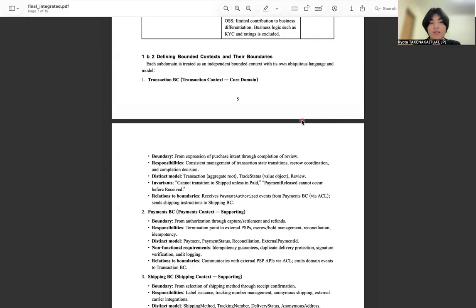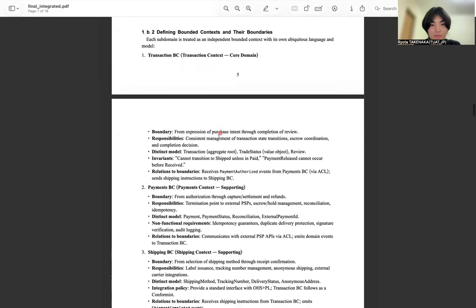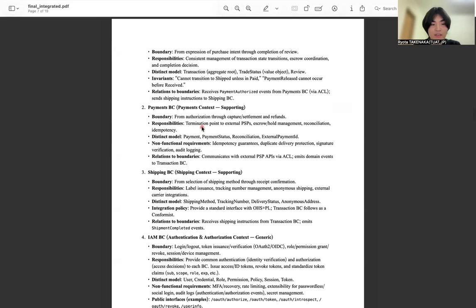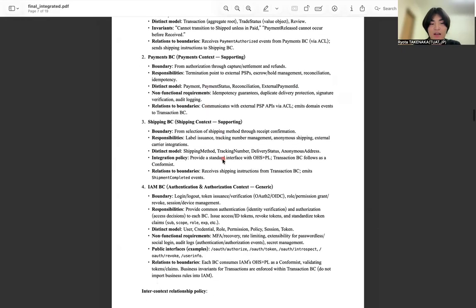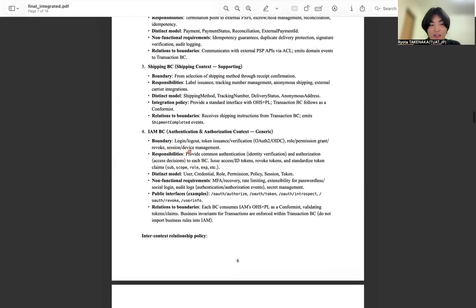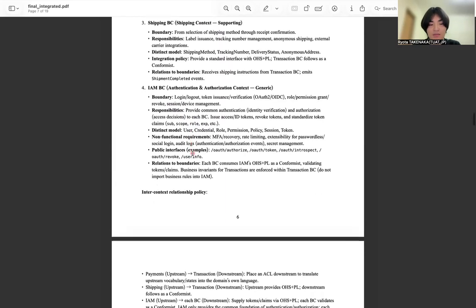A bounded context is a clear boundary where a specific domain model and language apply. First, the transaction BC is responsible for the transaction life cycles. And next is the payment BC. The payment BC is responsible for communicating with external PSPs, and the shipping BC handles integrations with carriers. And last is the IAM BC, which handles user authentication. This separation is key to managing complexity.